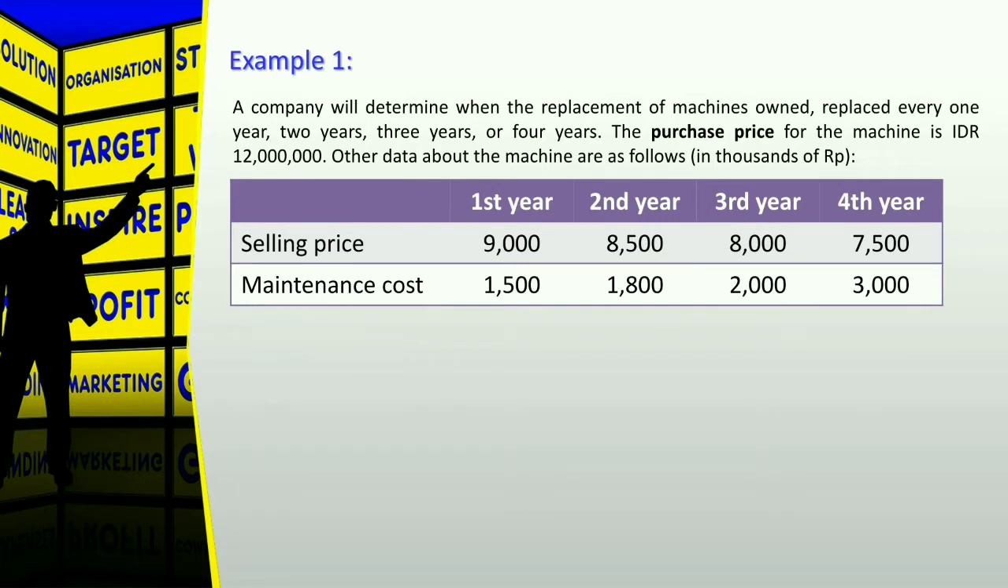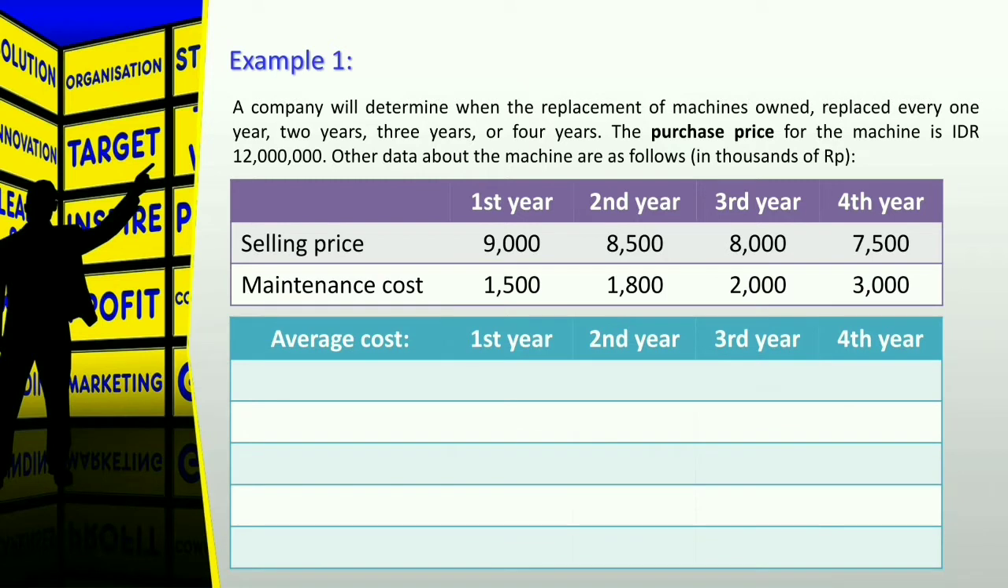This is the table. The selling price in the first year is 9,000, for the second year is 8,500, for the third year is 8,000, and for the fourth year is 7,500. For the maintenance cost, the first year is 1,500, the second year is 1,800, the third year is 2,000, and the fourth year is 3,000. This is the table of average cost. Selling price: the first year is 9,000, then 8,500, 8,000, and 7,500. This is the same as the table above.